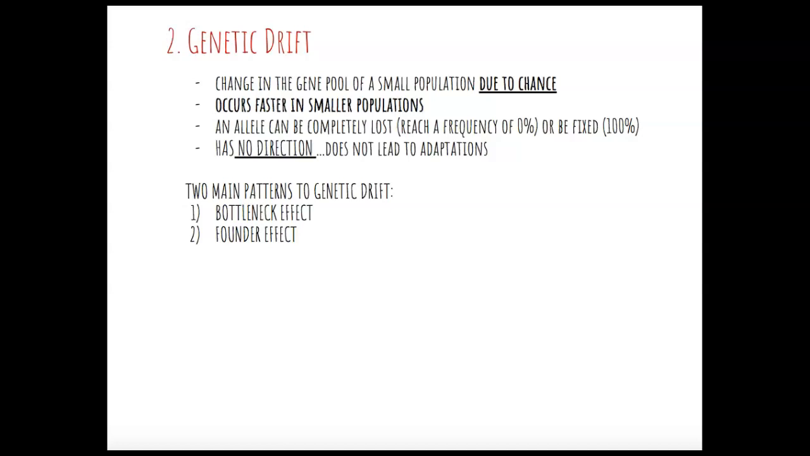We just have chance events that are causing differences in the gene pool, and it's not based on survivorship or the ability to reproduce. It's only based on a chance event that has nothing to do with the ability of that species or those individuals to survive. And within genetic drift, there are two main patterns. The first is called the bottleneck effect, and the second is the founder effect. And we're going to talk about each of those in a little bit more detail.